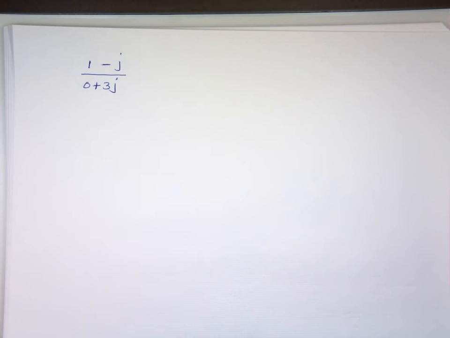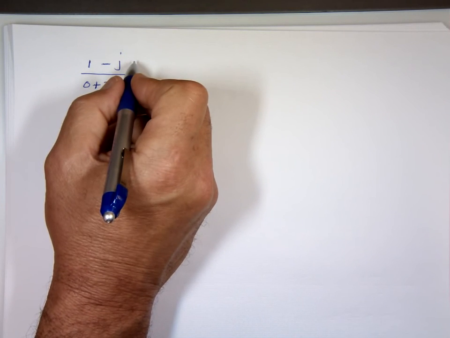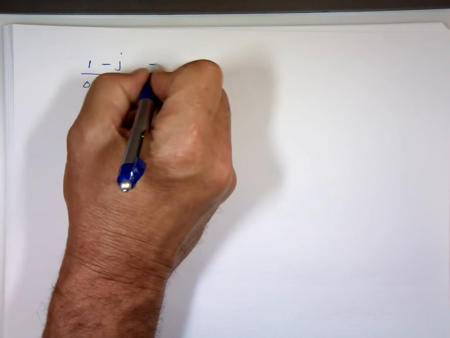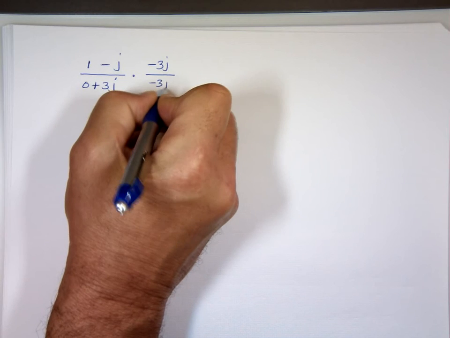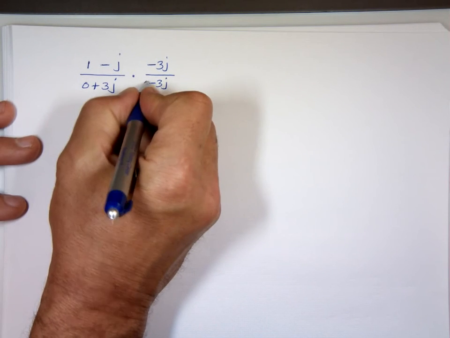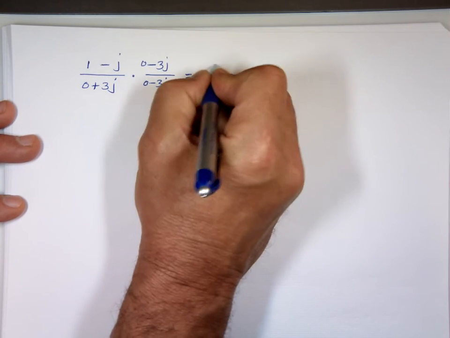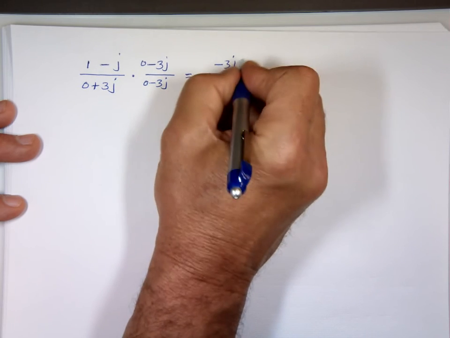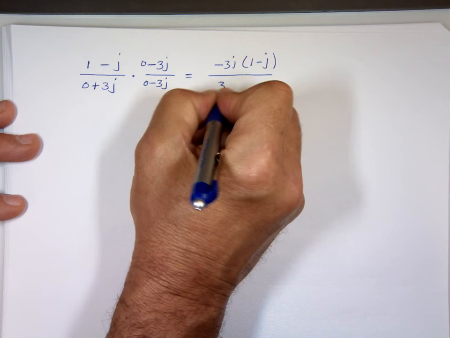So what's your conjugate? 0 minus 3j. So I'm going to multiply by negative 3j. That's why I'm switching the sign to negative, because that's 0 plus. I just don't want to write the 0. You want to put the 0 there? Go ahead. So this becomes negative 3j times 1 minus j. On the bottom is going to be 3j times a negative 3j.